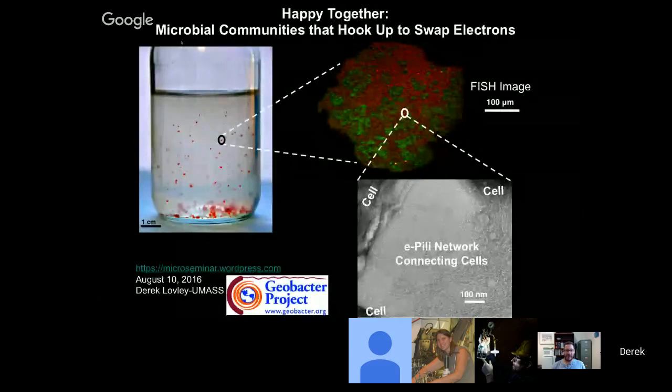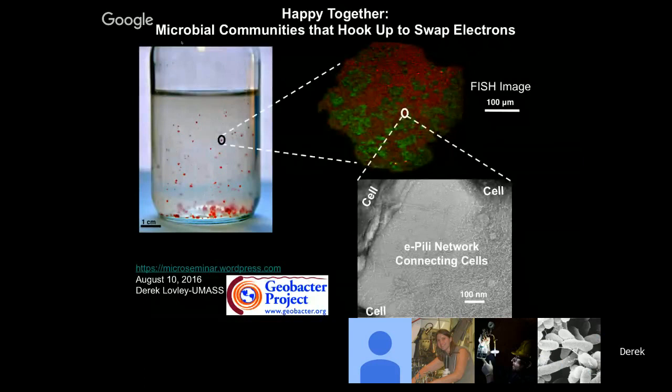That's perfect. Great. So this morning I'd like to give a brief overview of some of our recent studies where we've been looking at this process known as direct interspecies electron transfer, which is a relatively recently discovered mechanism for microorganisms to exchange electrons in anaerobic environments.